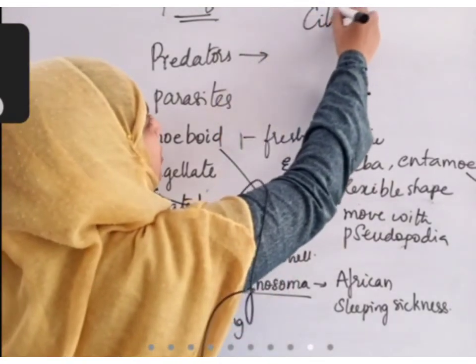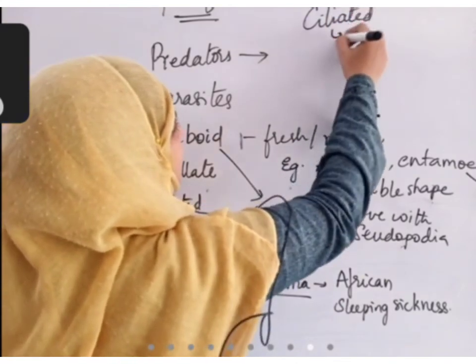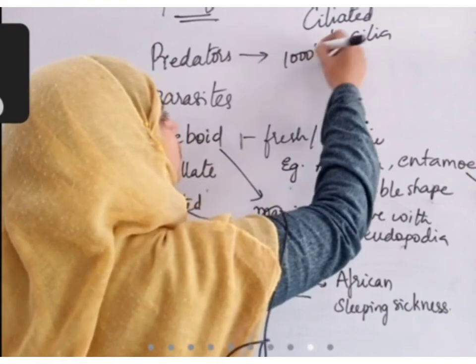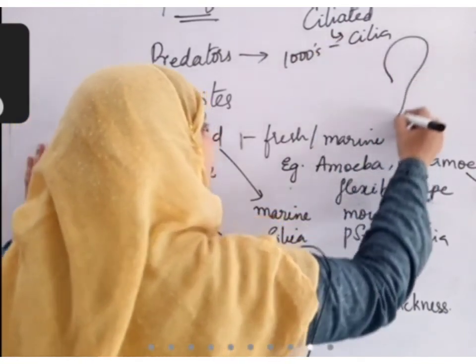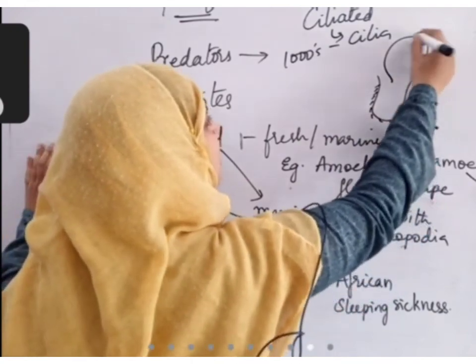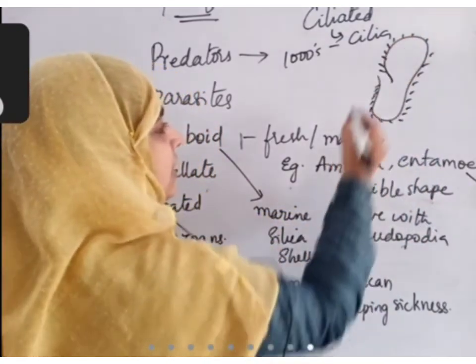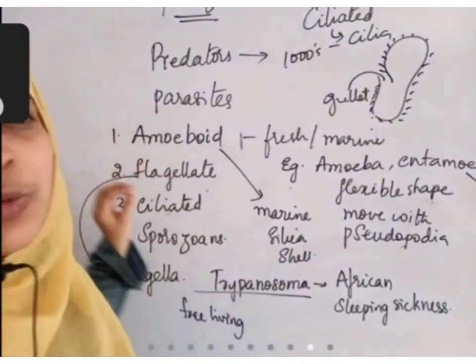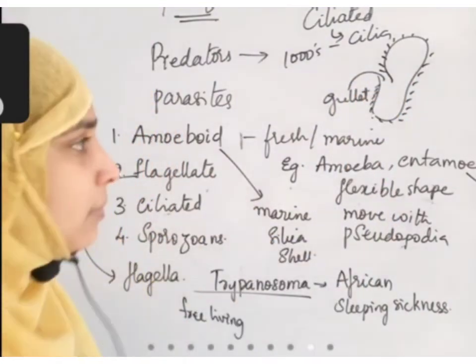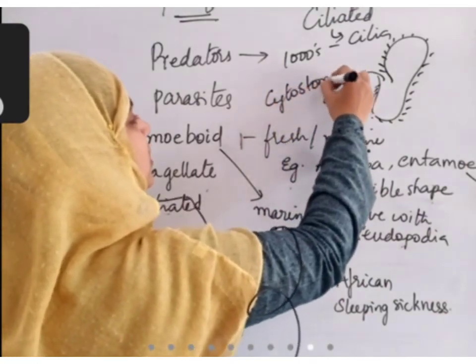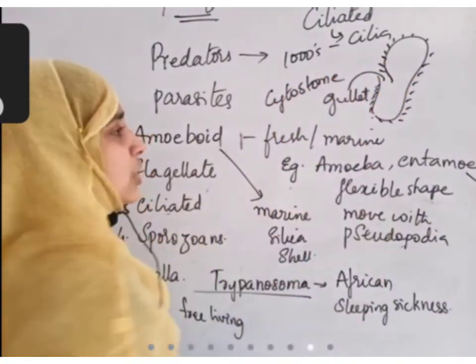Ciliated protozoans have cilia, thousands of cilia, not 1 or 2, thousands of cilia all over the body. Example, paramecium has so many cilia around its body. This is a small gullet opening, a cavity through which the food enters the paramecium. It is also called the cytostome. Cytostome is the area where the food enters.